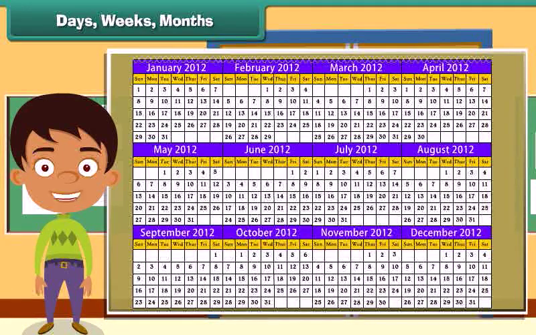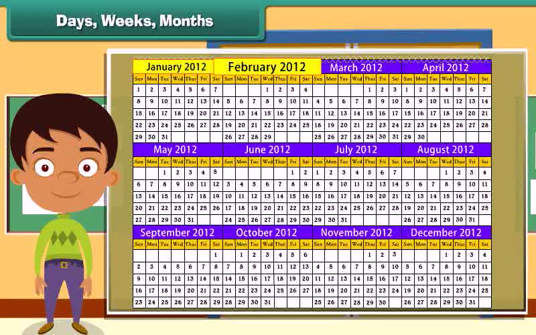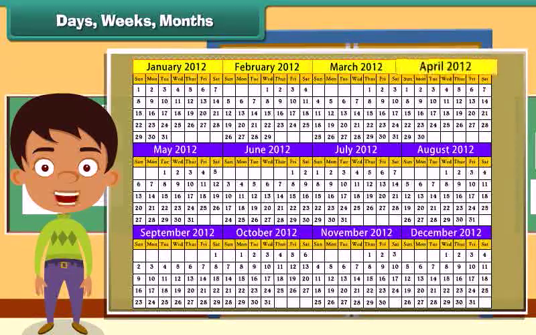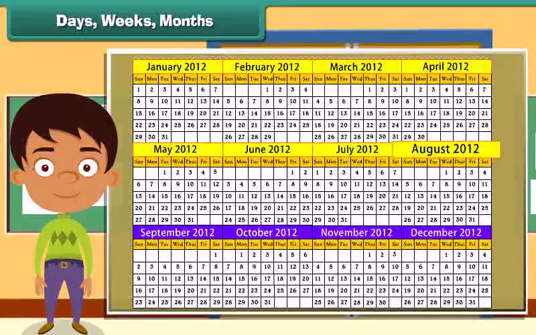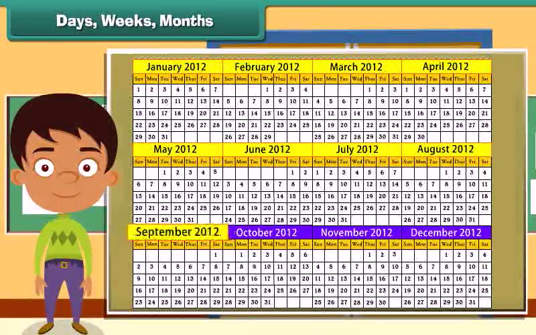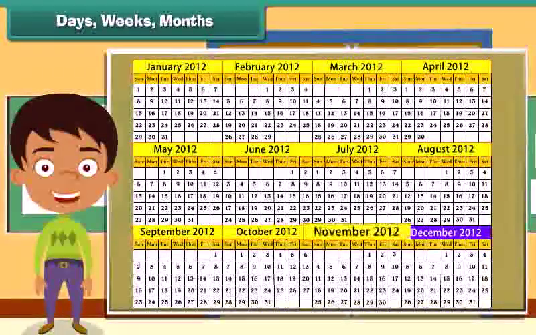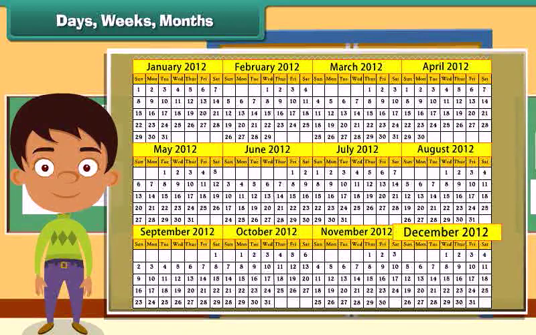There are 12 months in a year: January, February, March, April, May, June, July, August, September, October, November, and December.